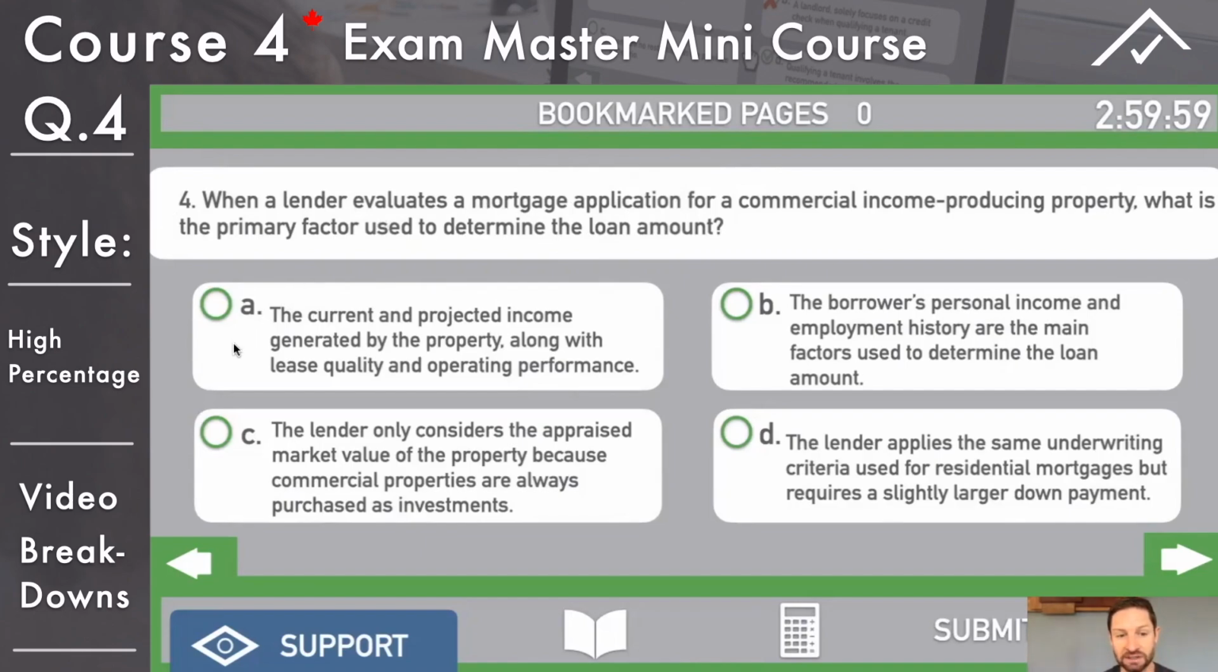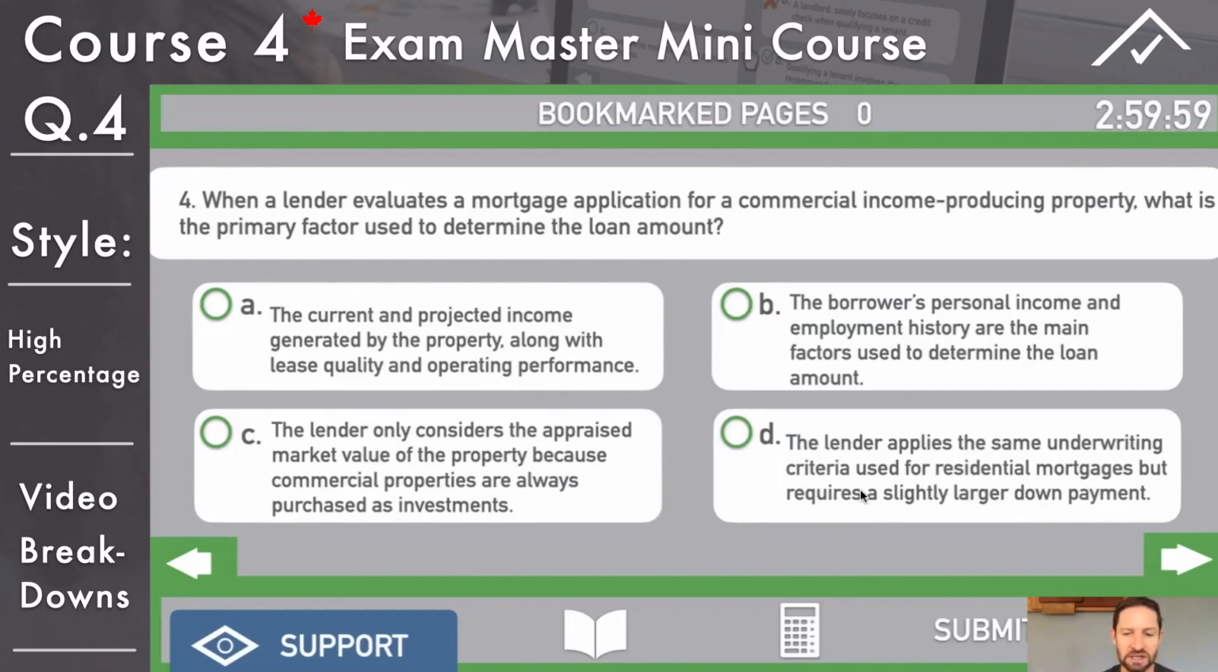A, the current and projected income generated by the property along with lease quality and operating performance. Okay, what is the primary factor? Let's leave it here for a second. B, the borrower's personal income and employment history are the main factors used to determine the loan amount. Okay, let's say we don't know. Let's just keep reading. C, the lender only considers the appraised market value of the property because commercial properties are always purchased as investments. Look at this: only and always, two big red flag keywords. When you see those, I would move on from there. D, the lender applies the same underwriting criteria used for residential mortgages, but requires a slightly larger down payment.